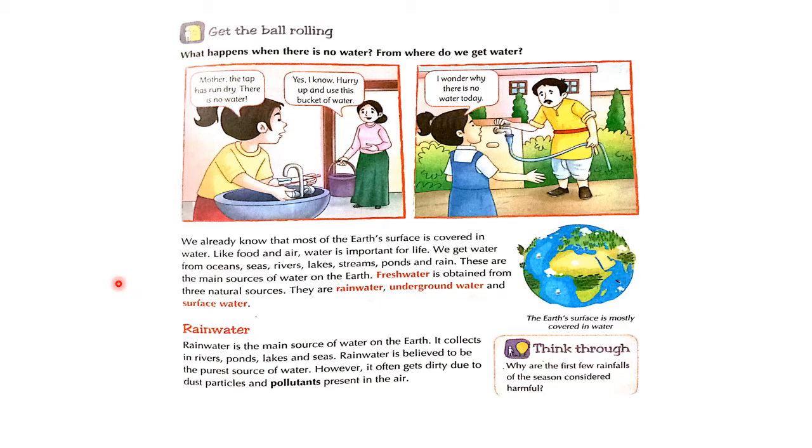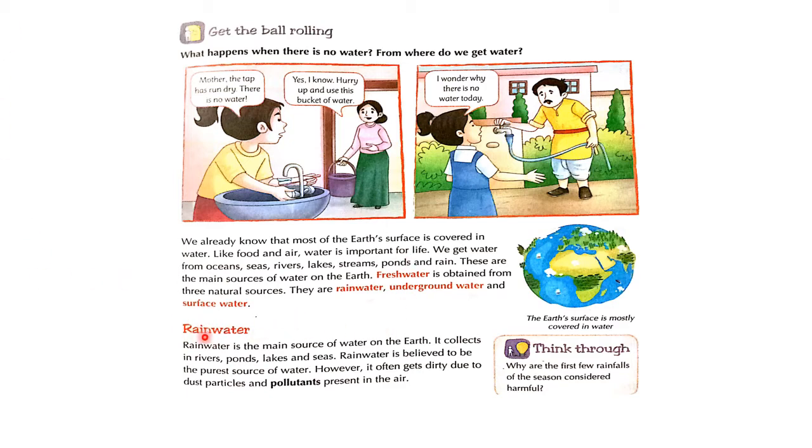So children, here you see we know that the earth is mostly covered with water, and like food and air, water is also very important for us. We get water from rain, oceans, seas, rivers, ponds, lakes, etc. These are the main sources of water on earth, and fresh water is obtained from three natural sources: rainwater, underground water, and surface water.